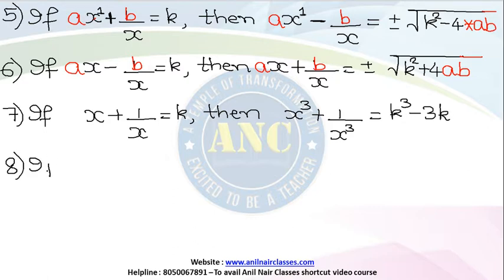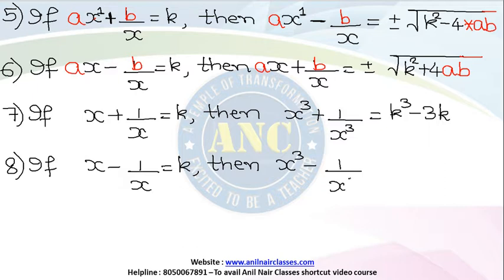Similarly, the reverse of it, if x minus 1 by x is equal to k, then also we can say that x cube minus 1 by x cube in this case will be equal to k cube minus 3k was the earlier case. Now it becomes k cube plus 3k. That's the only difference. Once again I am marking in red color with extra additions. The coefficient of x and 1 by x in the 7th and 8th formulas will be equal to 1. What if they are not equal to 1?